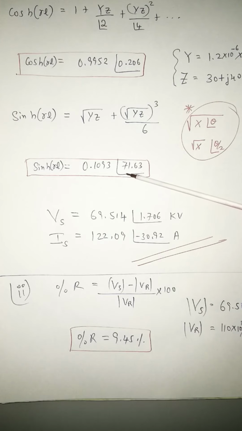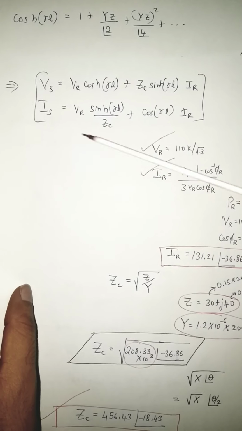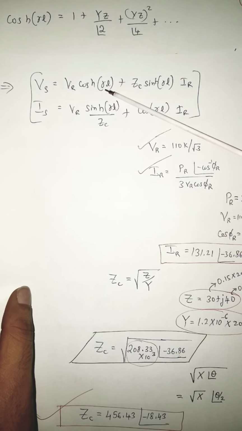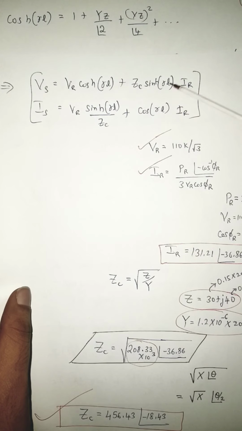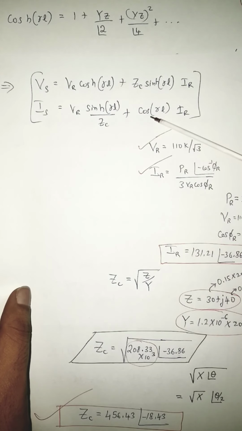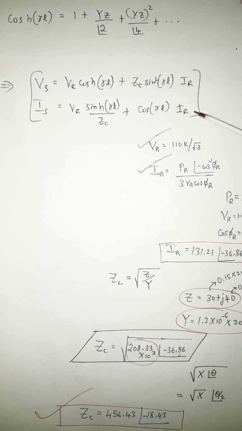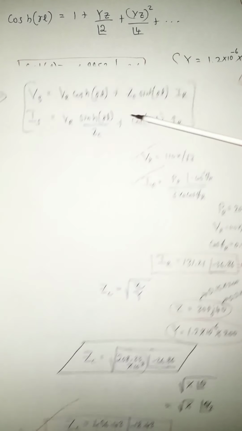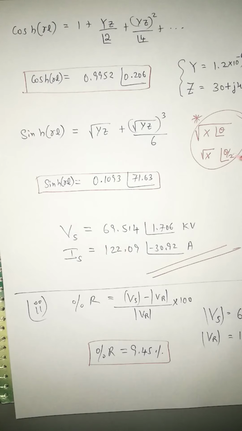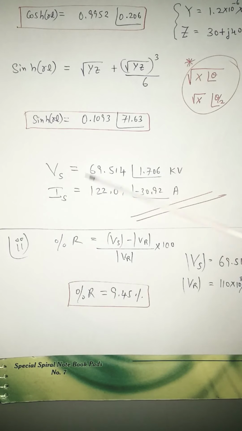Now what you have to do is use all these in the main formula. I'll come back to the main formula, which is Vs is equal to Vr cosh(γL) plus Zc sinh(γL) IR, Is is Vr sinh(γL) by Zc plus cosh(γL) IR. So far we have calculated Vr, IR, Zc, cosh(γL), sinh(γL). You just have to substitute all of them and find Vs, Is. That is what is being done here, and these are the final values of Vs and Is.